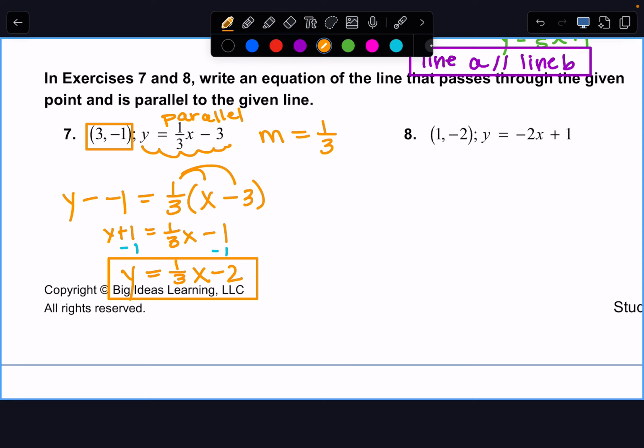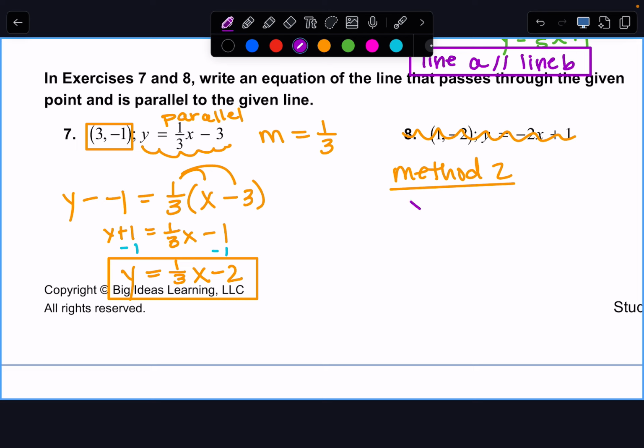Okay. I have a question for you. Are you somebody who likes to have options? Some of you say yes, some of you say no. We're not going to do number 8. I want to show you a different way that you could write the equation of a line given a point and a slope. Sometimes I think it's good to have multiple ways of solving for something.